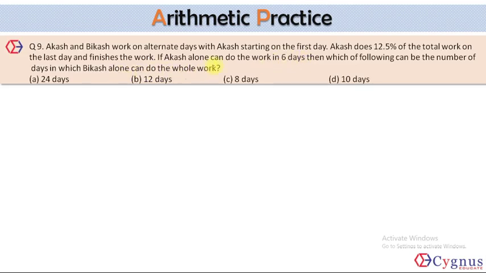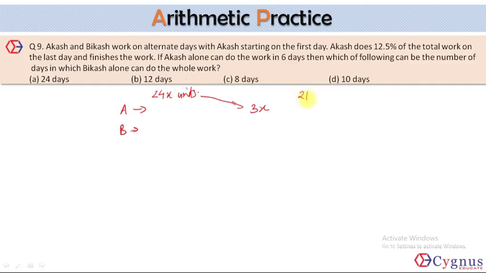Now 12.5 means 1 by 8. So let's assume a value which is completely divisible by 8 as well as 6. So let's assume that the total work is 24x units. Akash, Bikash. Now Akash finishes 12.5% of the total work on the last day. 12.5 means 1 by 8. 1 by 8 of 24 is how much? 3x. So he'll finish 3x of the work on the last day. He started the work, that means he'll work for 1 extra day.